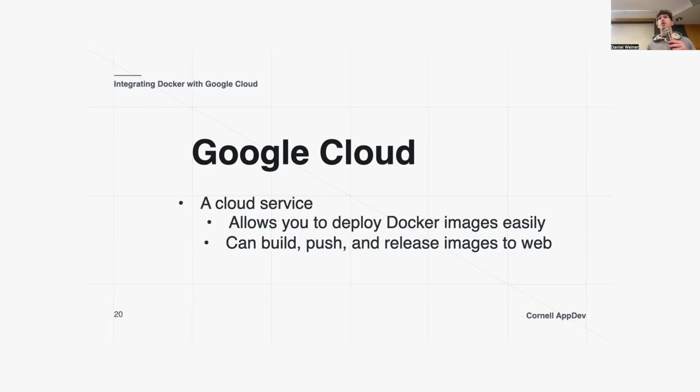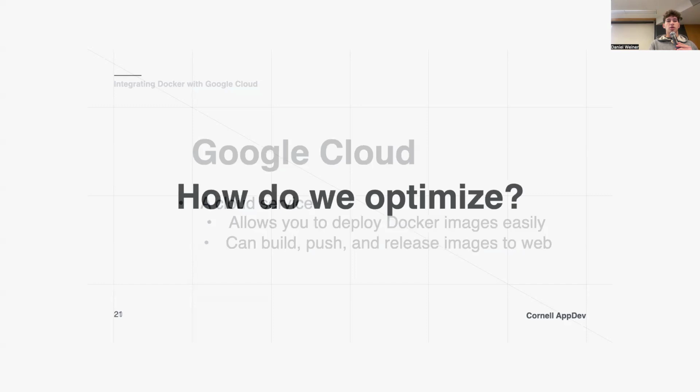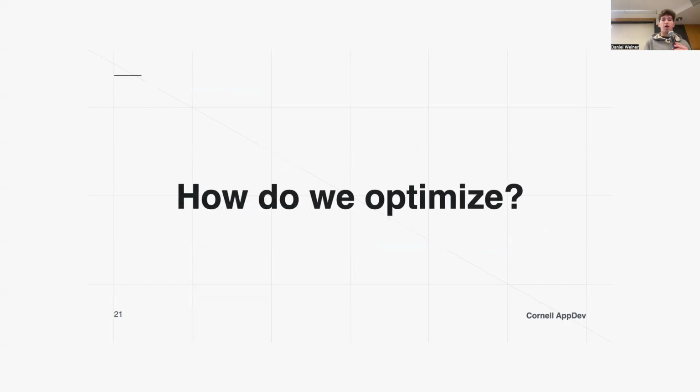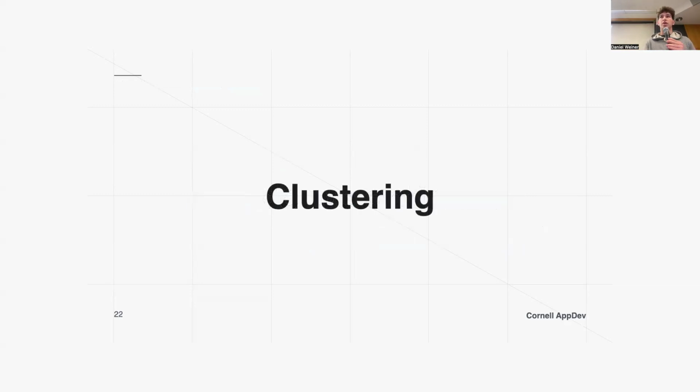Again, they're the ones handling all the crashes, things like that. That's all done for you. All that maintenance is done through Google Cloud. So now how do we actually optimize so that we can run all of these things as efficiently as possible? This brings us to clustering.